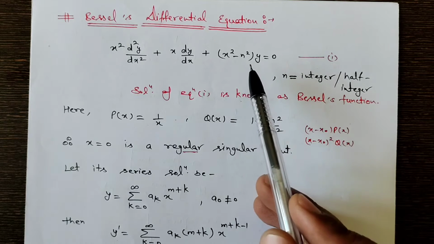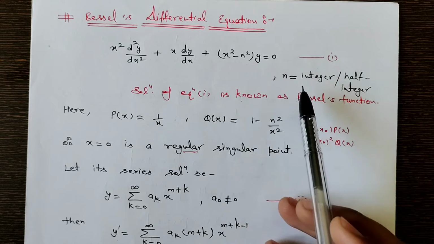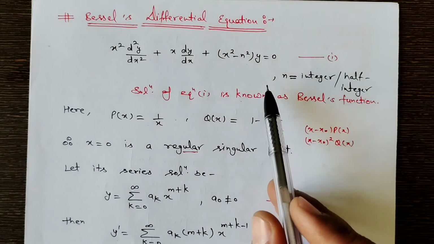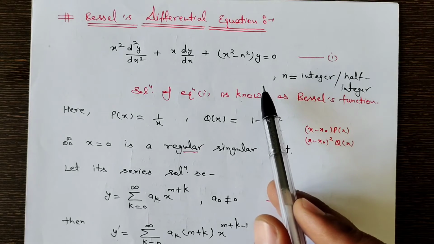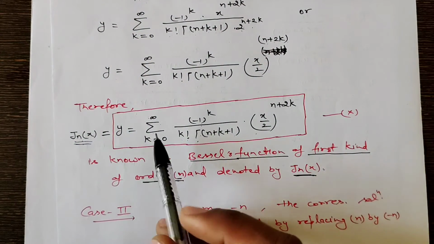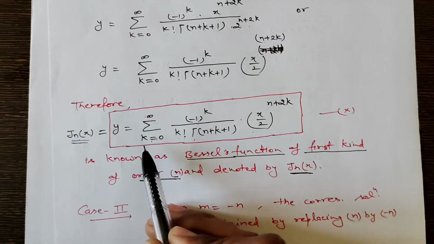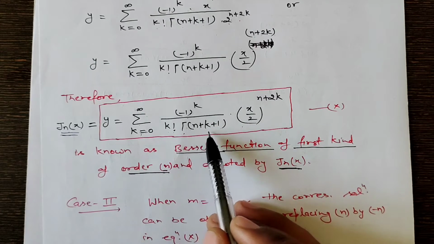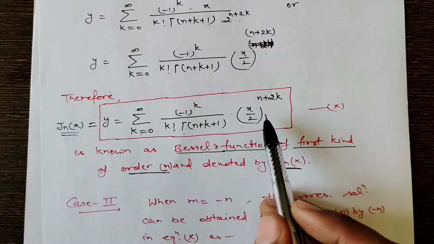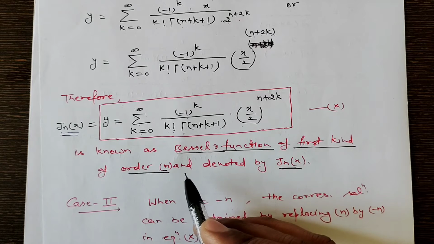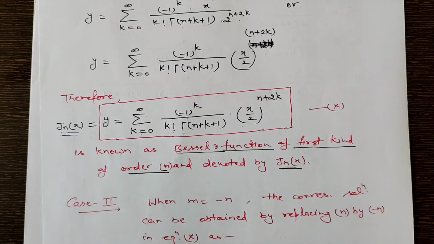We had also discussed the condition on n, that n can be either an integer or a half integer. The solution for this differential equation corresponding to the first root of the indicial equation will be Jn(x), and the form of Jn(x) is the summation over k from 0 to infinity of (−1)^k / (k! Γ(n+k+1)) times (x/2)^(n+2k). That is the Bessel function of first kind of order n, and this is the first linear independent solution for the Bessel differential equation.